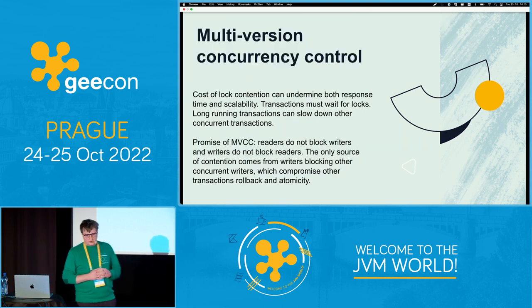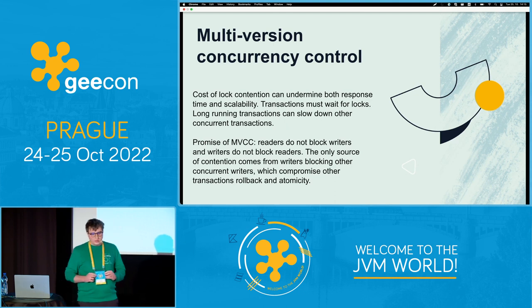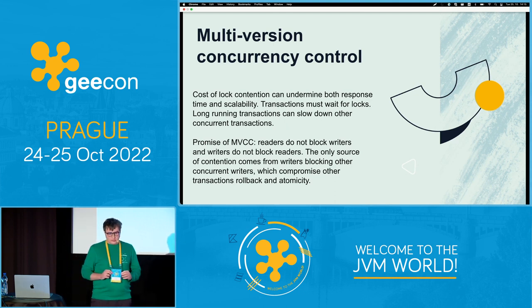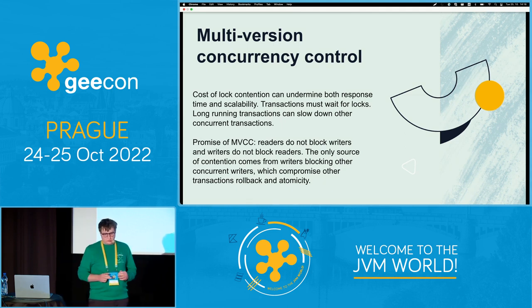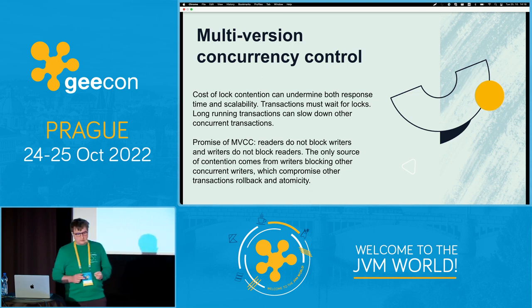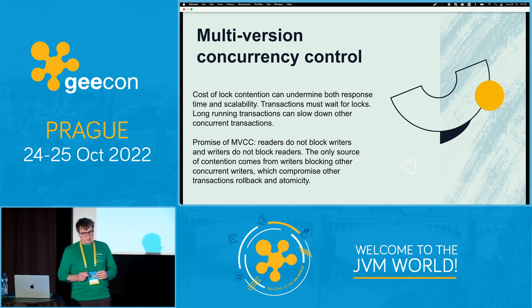So, multi-version concurrency control. As we saw, we needed locks to make sure that there are no conflicts, and those locks could make transactions wait for each other, and long running transactions could slow down the whole system. So people started looking for an alternative. MVCC promises that readers would not block writers and writers would not block readers. The only problem could happen if there are two writers modifying the same data. In this case, one transaction will be rolled back.